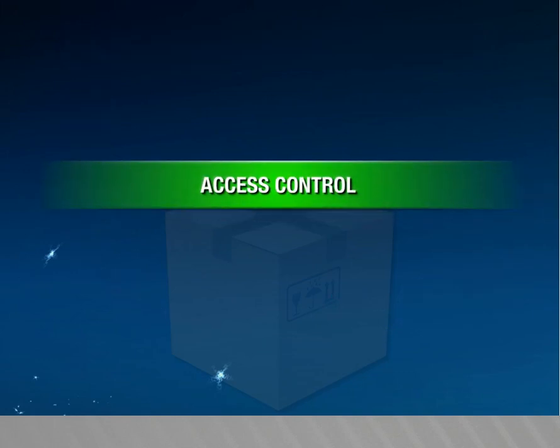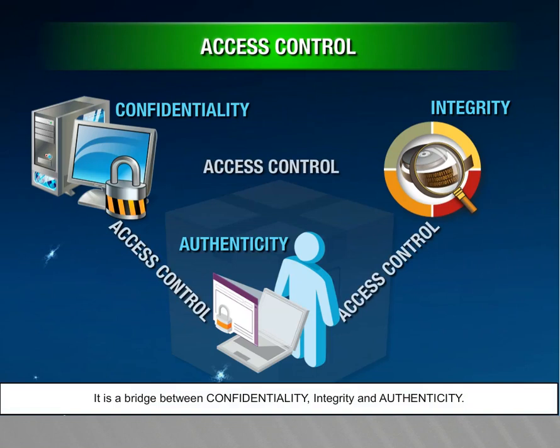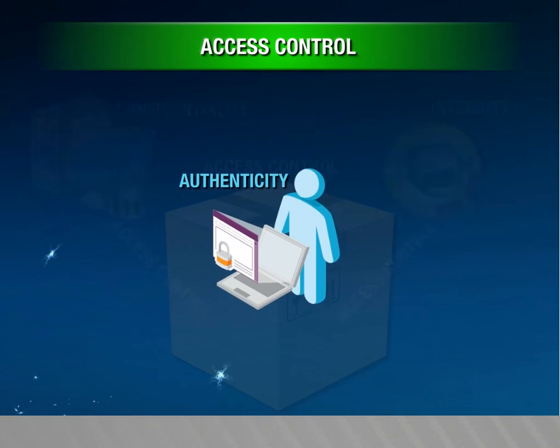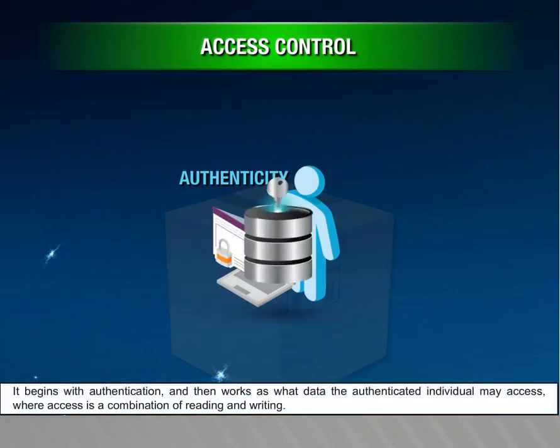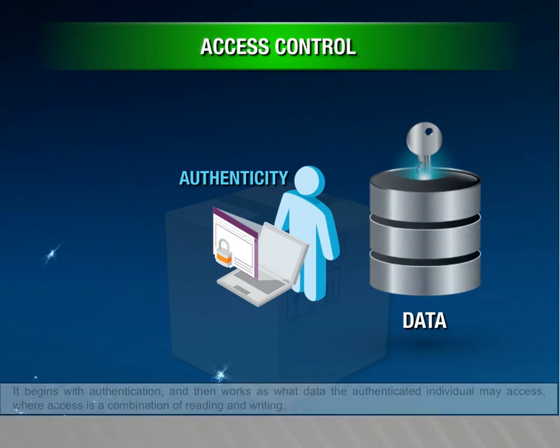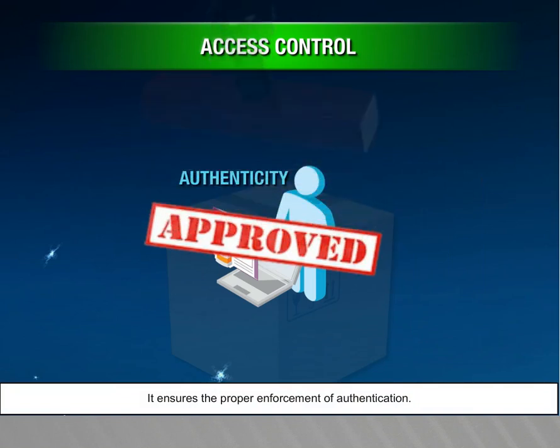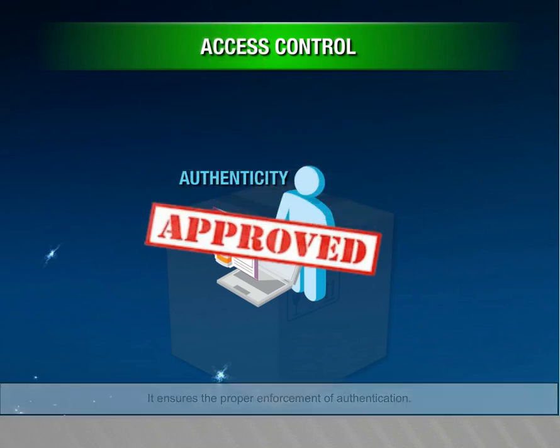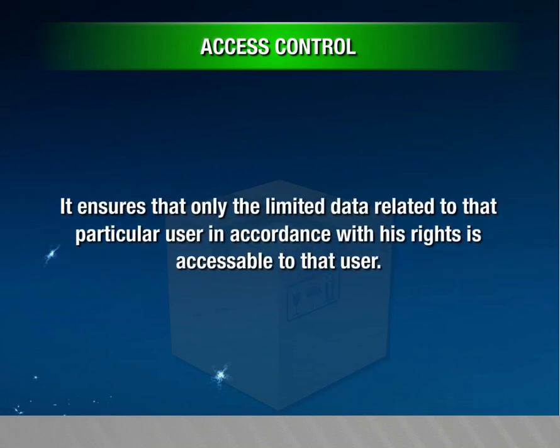Access control. It is a bridge between confidentiality, integrity, and authenticity. It begins with authentication and then works out what data the authenticated individual may access, where access is a combination of reading and writing. It ensures the proper enforcement of authentication. It ensures that only the limited data related to that particular user in accordance with his rights is accessible to that user.